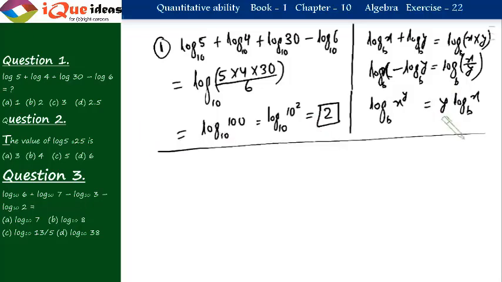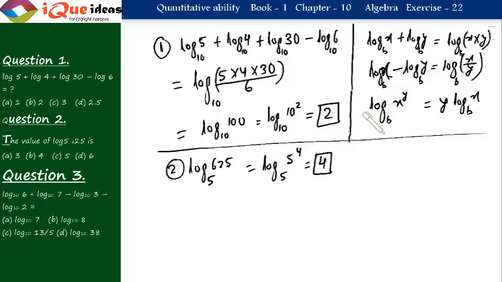For the second question, the formula will remain the same. Log 625 to the base 5 is equal to log 5 raised to the power 4 to the base 5, hence it is equal to 4 times log 5 to the base 5, which is 1. You can see the other formula: log b to the base b is always 1.